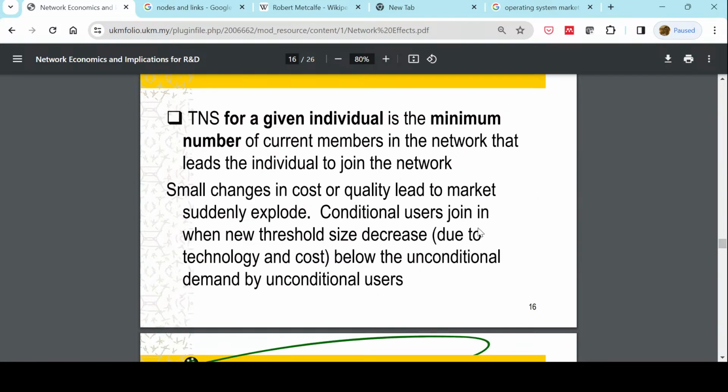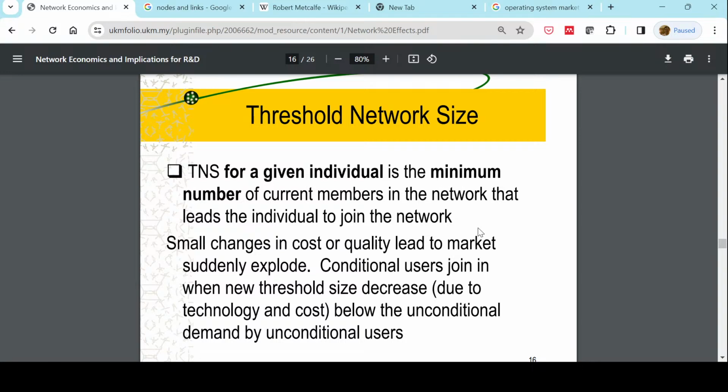So, threshold size. Just now, critical mass. When I mention critical mass, it has to do with threshold size. For a given individual, it is the minimum number of current members in the network that leads me, that individual, to join the network. That minimum number: when I see 20 people come, okay, I want to go. If only 10 people come to that gathering, I don't want to go.